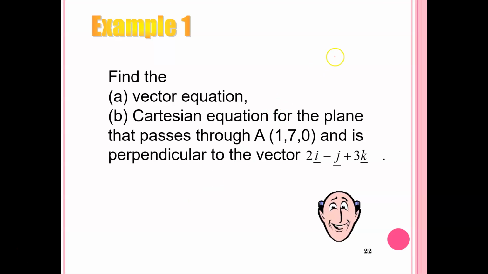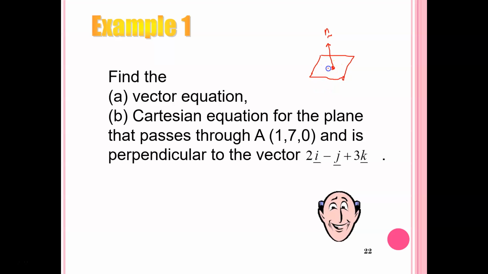Okay, let's see the first example for plane. Find the vector equation, the first one, and then second one, find the Cartesian equation for the plane that passes through point A and is perpendicular to the vector, this one. So what does it mean by perpendicular? Meaning that you have a plane like this. For example, you have a plane like this. So you have a perpendicular to a vector. Perpendicular mean normal lah kan, kita punya normal. So perpendicular to the vector, this one that passes through A.